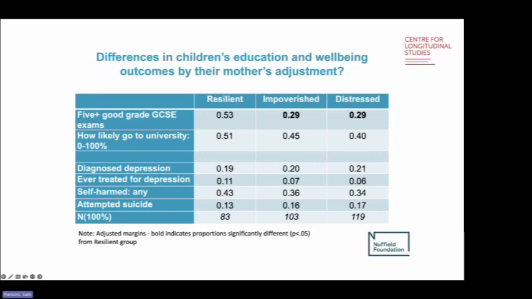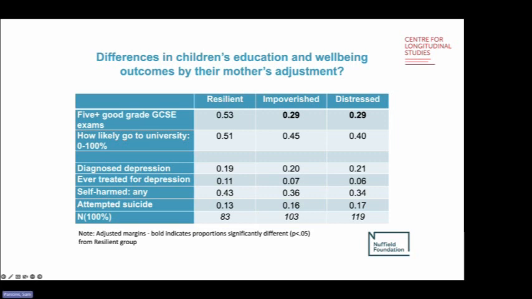So the next stage was to explore the associations between the subgroup membership among the parent generation and adjustment of their children regarding their education and mental well-being. In the modelling, we adjusted for the teenagers' sex, age at interview and ethnicity, and used the resilient mother group as the reference group. The findings suggest that the children of resilient care leaver mothers were more likely than their peers with impoverished or distressed mothers to have achieved 5 or more grade 4 to 9 GCSEs.